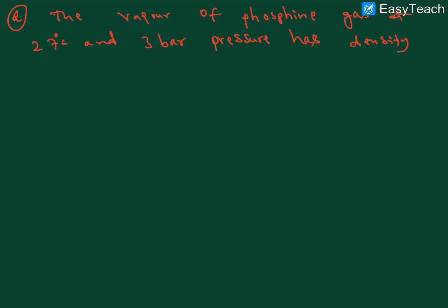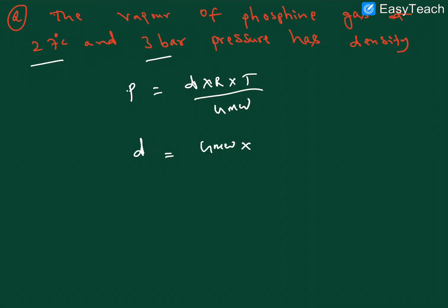The next question: a gas has vapor density 11.2. What is the volume occupied by 1 gram of the gas at STP? So the vapor density they are giving is 11.2, and the volume of gas occupied by 1 gram at STP condition, right? I hope this question is clear.